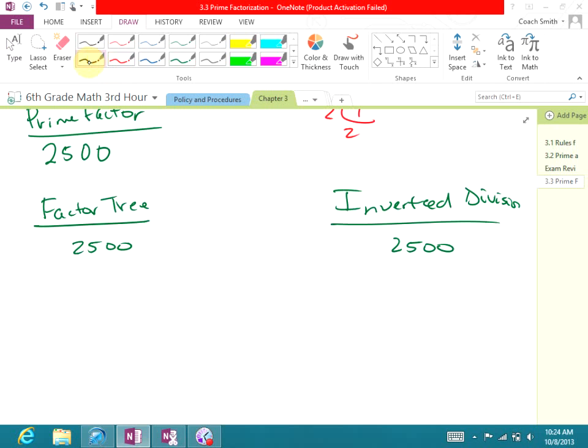What is 2 factors of 2,500? Jesse. Okay, Owen. 2 and 1,250. Okay. 2 is prime, so I circle it. Now, the book keeps bringing it down. In other words, the book keeps coming down, and they form this big, huge triangle. You can do that if you'd like. I don't really do that when I do the factor tree.